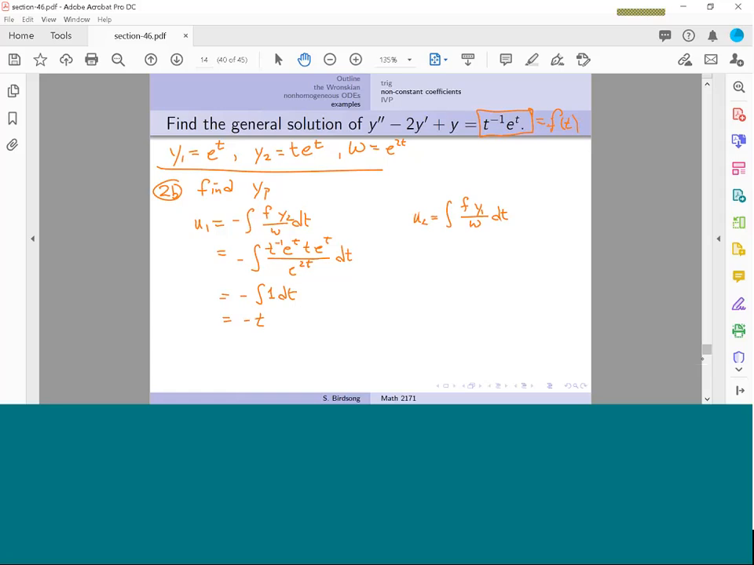Now u2 is going to be done the exact same way. So for this guy, no negative out front. We'll have the f, which is t to the negative 1 e^t. We're then going to have y1. y1 was e^t, or e to the t. And then all divided by the Wronskian, which is e to the 2t. Now this one is not quite as awesome as u1 was, but that stuff inside the integral, the stuff in the fraction, also simplifies. Anybody have a guess what it simplifies to?